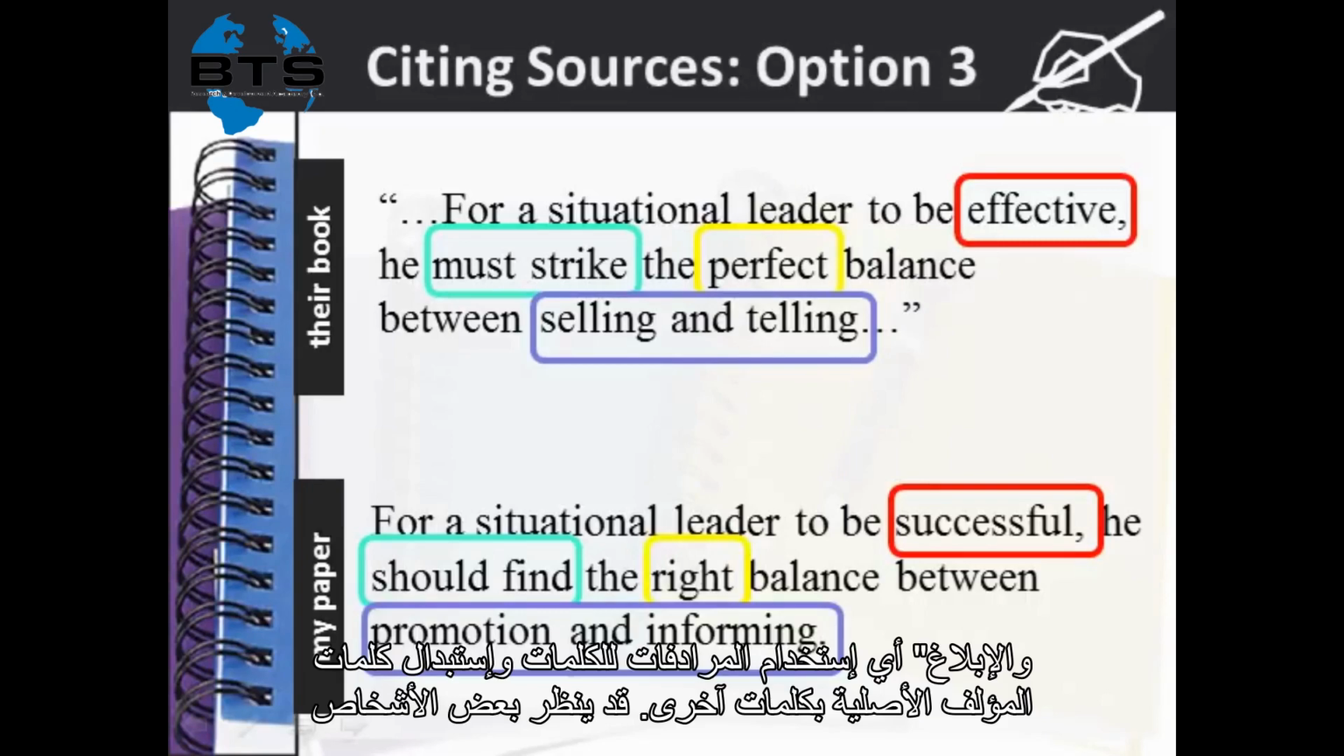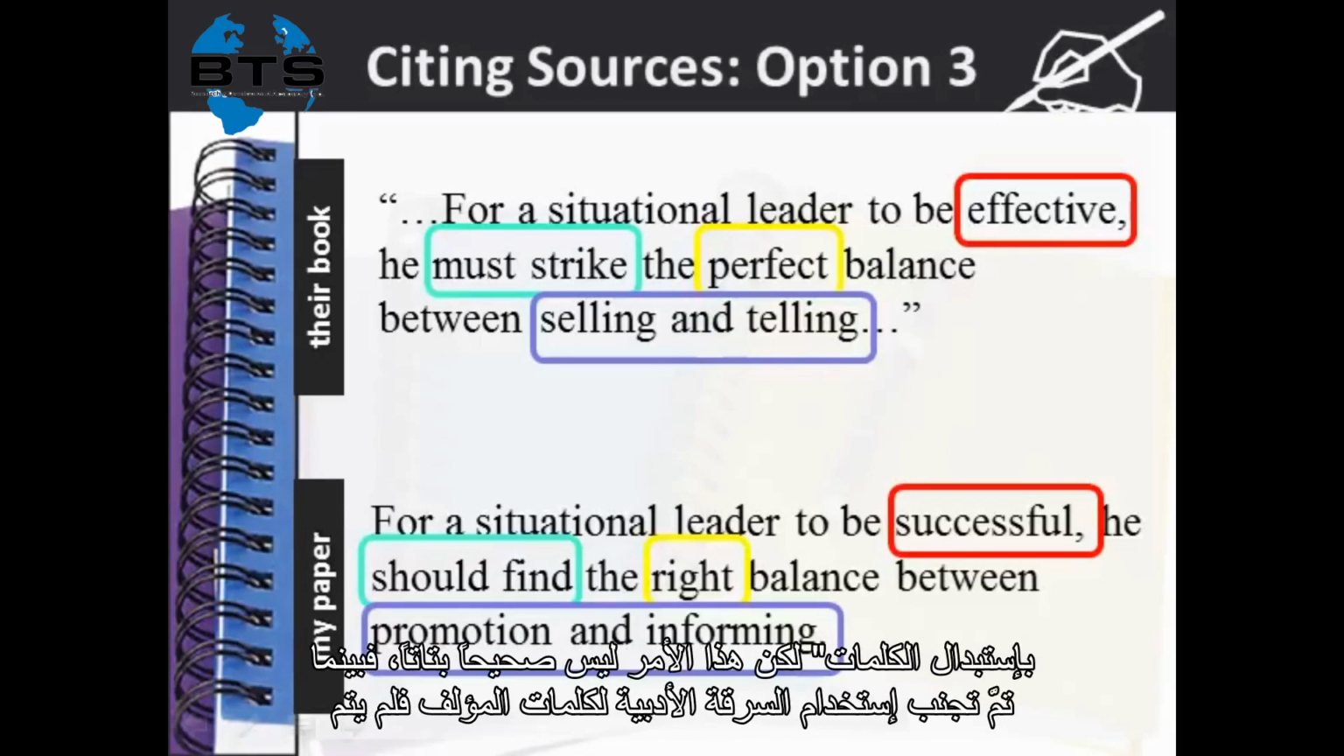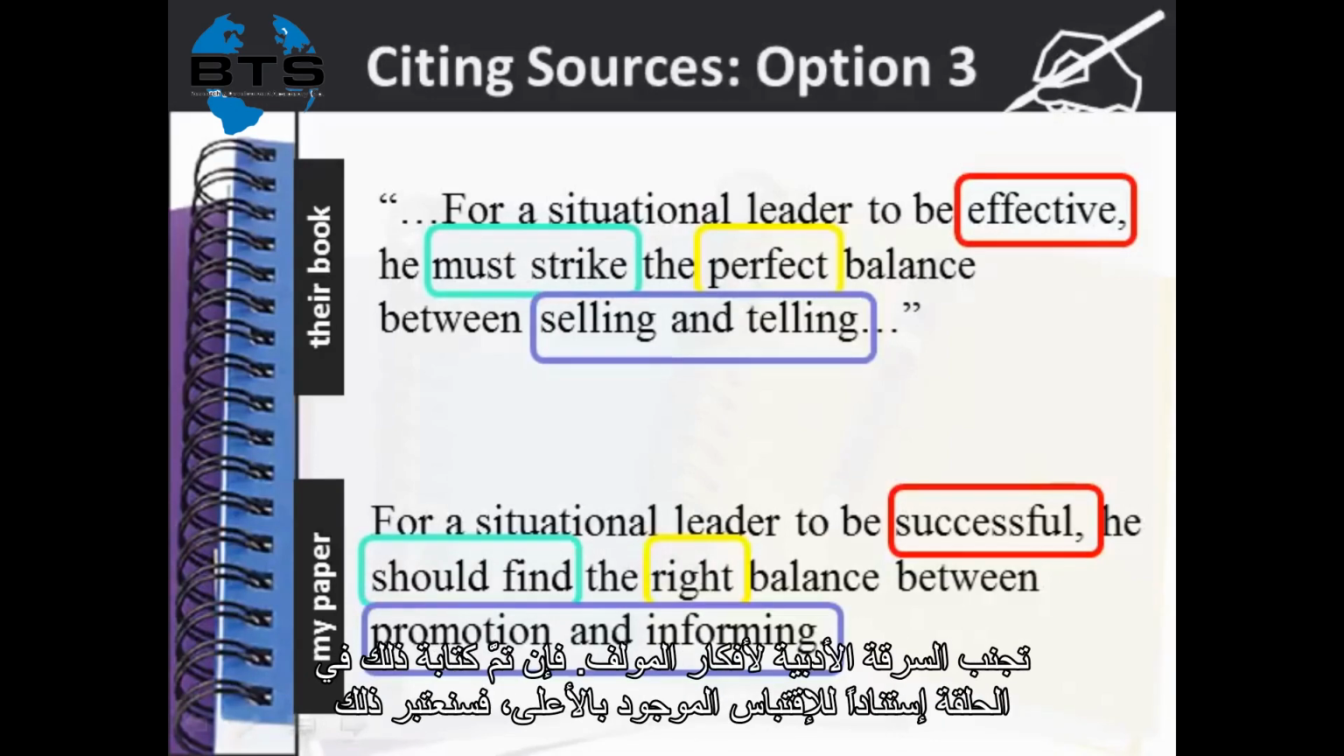Almost like finding a synonym for every word in a thesaurus and simply swapping out the original author's words for new words. Some people look at that and say, well, since we have not used those exact words from the original authors in my paper, then I've not plagiarized. I've successfully avoided plagiarism by swapping out the words. But that's not exactly right. While that does avoid plagiarism of the author's words, it does not avoid plagiarism of the author's ideas.